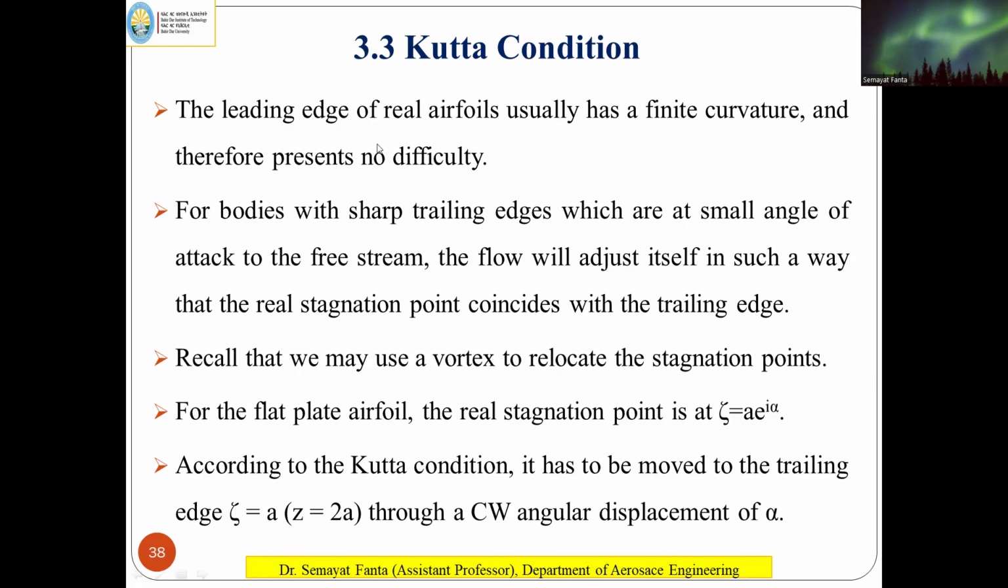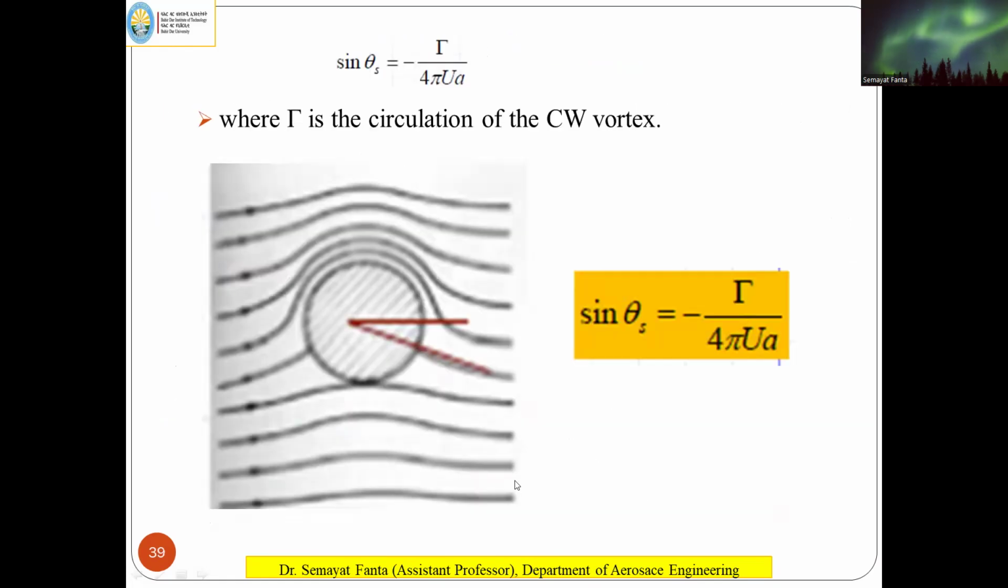For the flat plate aerofoil, the rear stagnation point is at z equal to a e raised to i alpha. And according to the Kutta condition, it has been moved to the trailing edge. So zeta is equal to a times z, which is equal to 2 times a through a counterclockwise angular displacement of alpha. So that sin theta is equal to minus the circulation over 2 pi u, where gamma is the circulation of the clockwise vortex. So this is just flow over a cylinder.